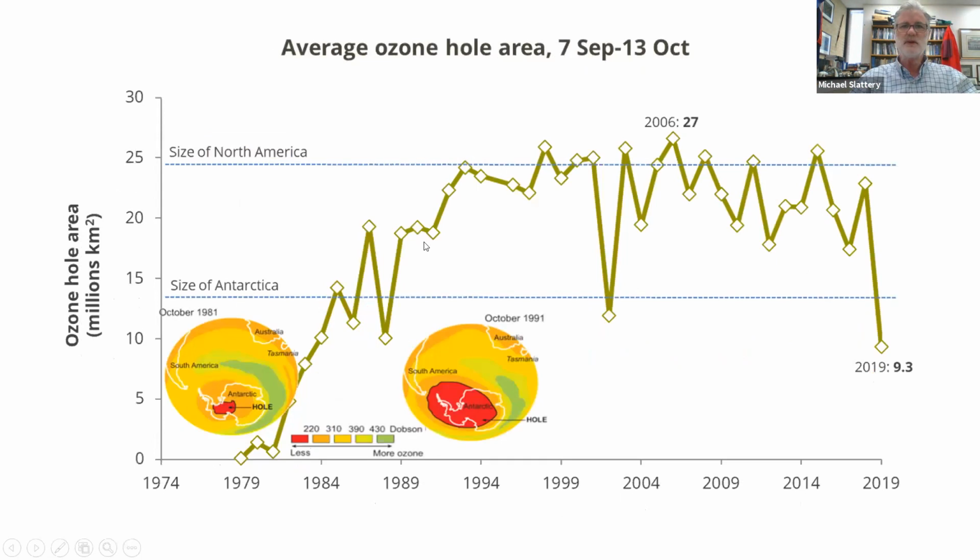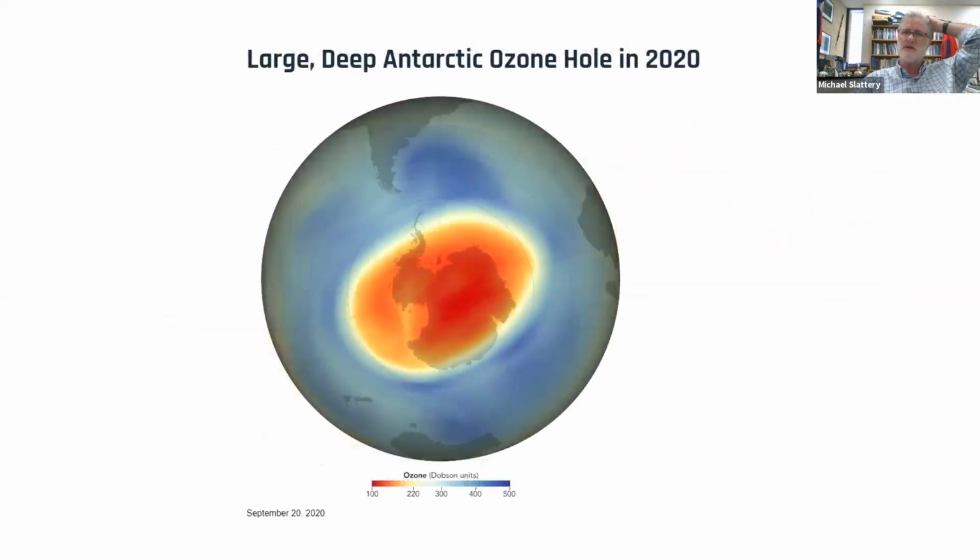Another way to express this, remember, is the size of the ozone hole. So here's the size of the ozone hole. On average, you can see the size of the ozone hole has been around the size of North America. Last year, it was much smaller, 2019. Here's 2020. Not so good, right? So that gives you the longer term picture. I like this diagram because it shows the 2020 hole, just how extensive it was, right?